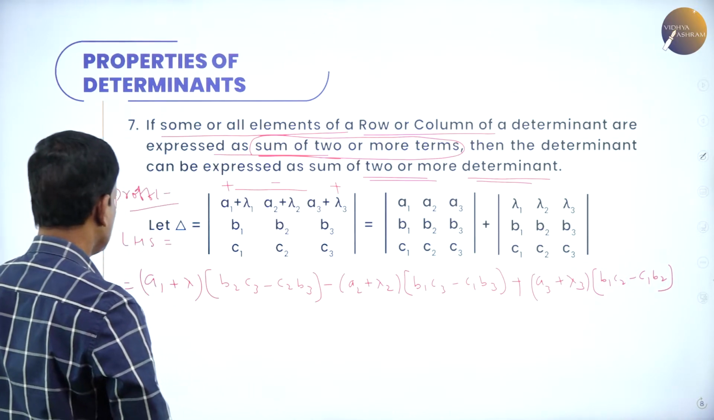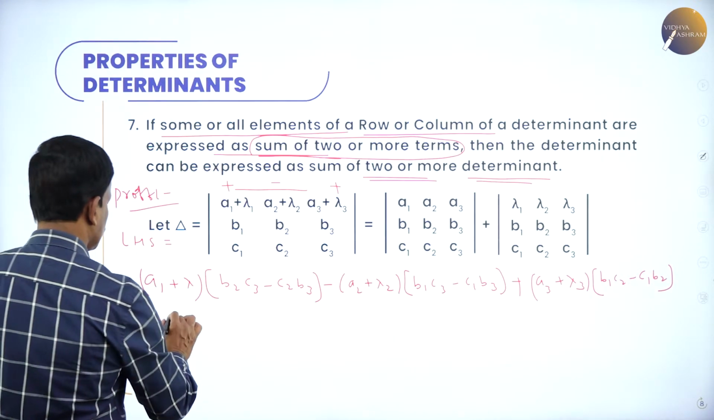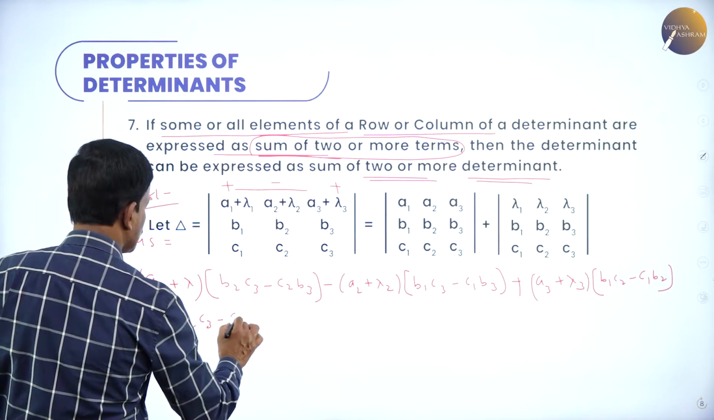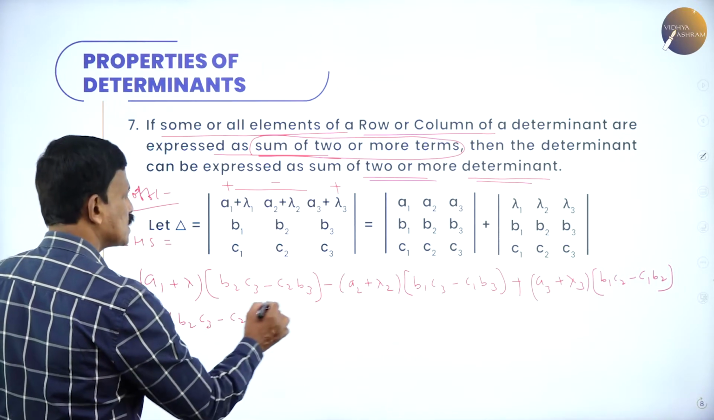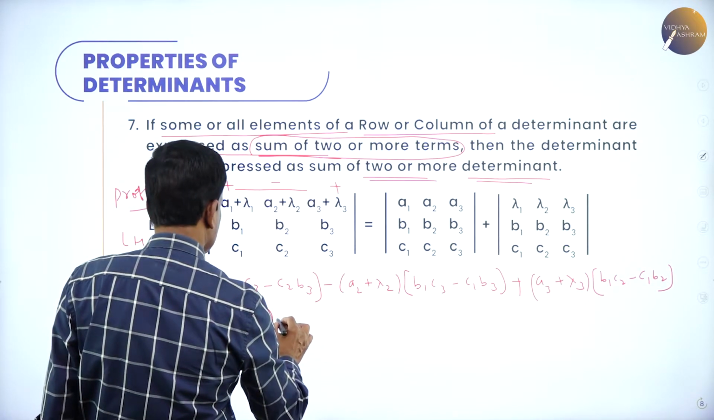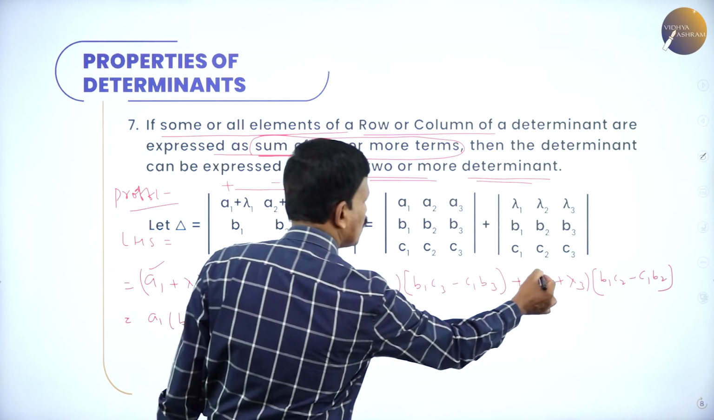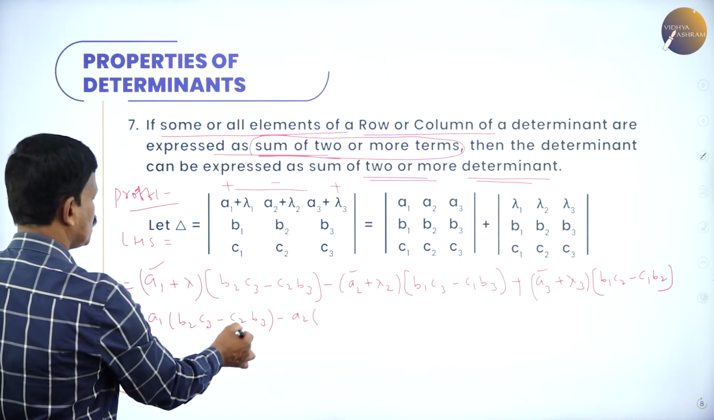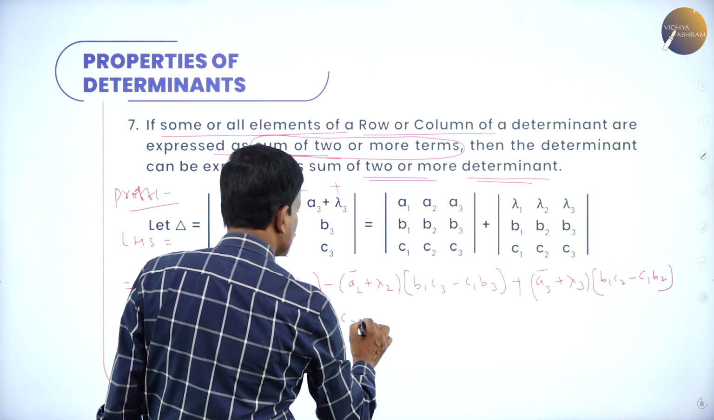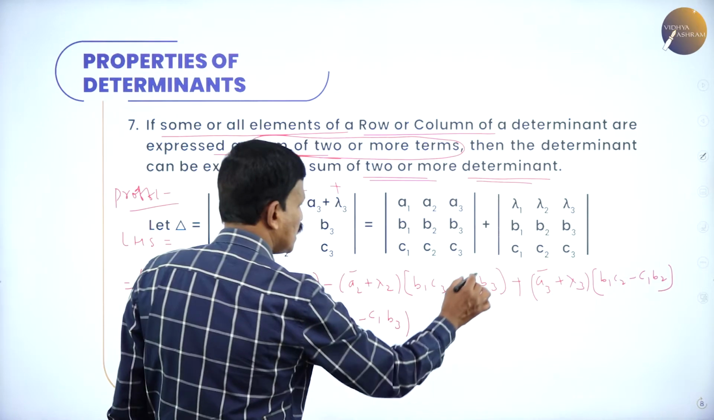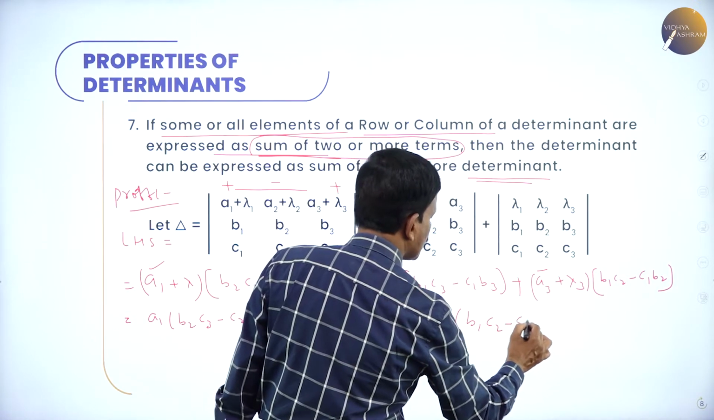Now expand this. So how to expand? Very simple. Let us take first a1 into this b2 c3 minus c2 b3. Then again plus, minus, plus, it is minus, take this minus a2 into, take first all first elements a1, a2 and a3. So a1 into b2 c3 minus c2 b3. Now take this minus a2 into b1 c3 minus c1 b3, again plus a3 into b1 c2 minus c1 b2.